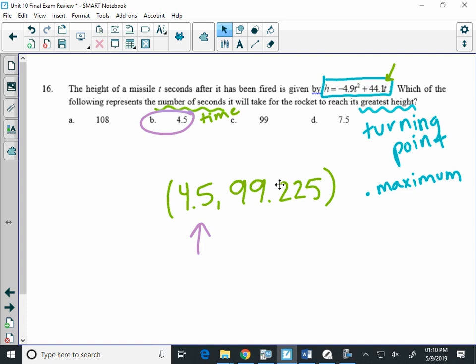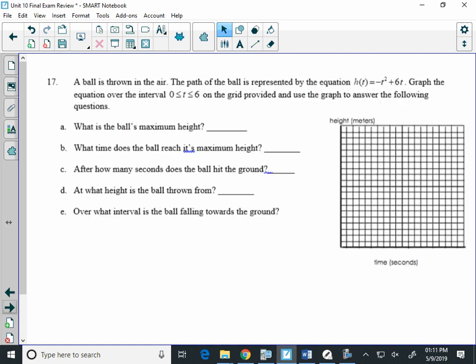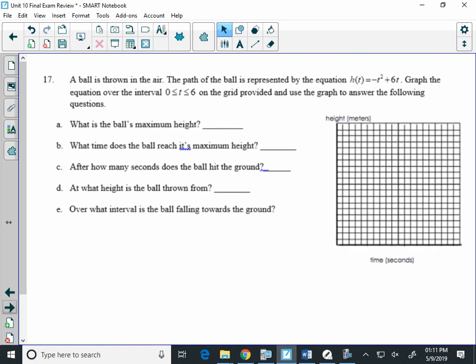Okay. So if we take a look at the next one, number 17. 17 says a ball is thrown in the air. The path of the ball is represented by the equation -t squared plus 6t. Graph the equation over the interval from 0 to 6 on the grid provided and use the graph to answer the following questions. So again, we're going to use our calculators to help us with this. We are going to take our function and plug it into y equals -t squared plus 6t.